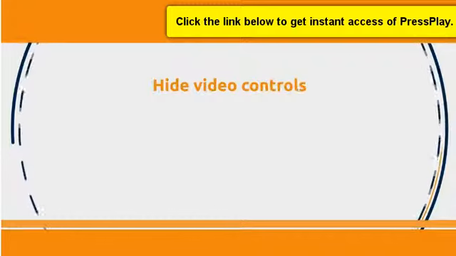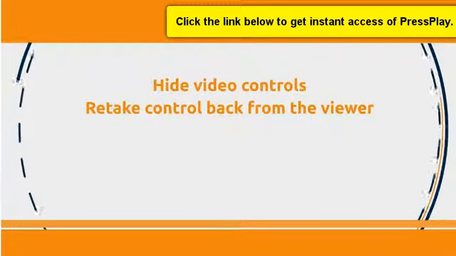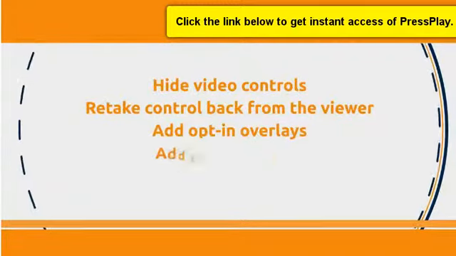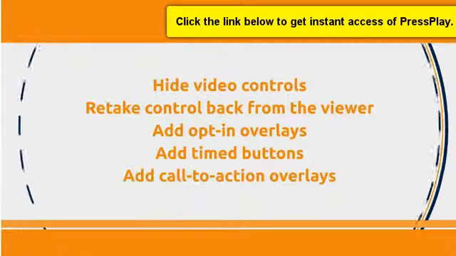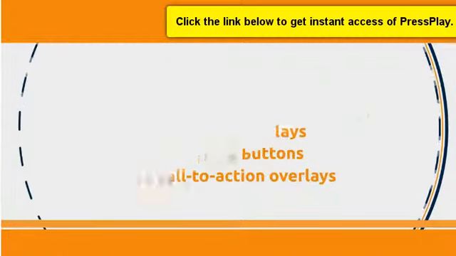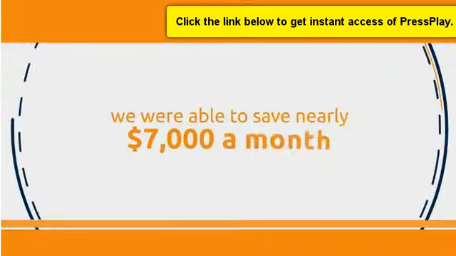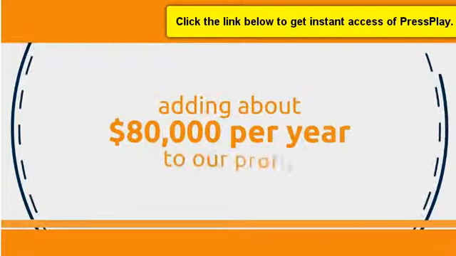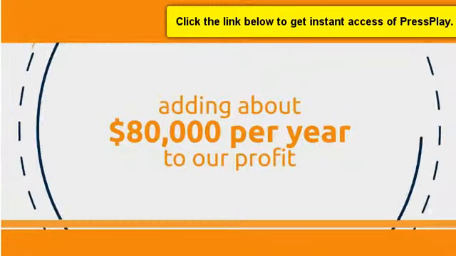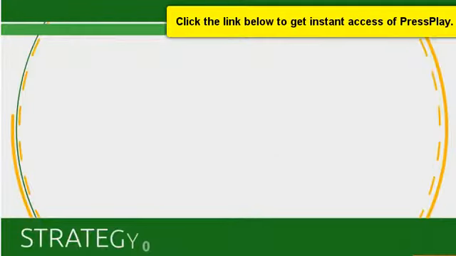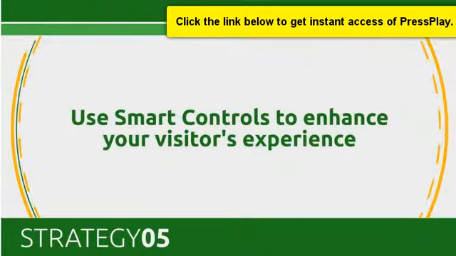Hiding video controls, retaking control back from the viewer, adding opt-in overlays, adding timed buttons, adding call to action overlays, and more. And the best part is, we were able to create this so that we could use YouTube's hosting platform for free without compromising our conversion rates. In the end, we were able to save nearly $7,000 a month, thus adding about $80,000 per year to our profit.